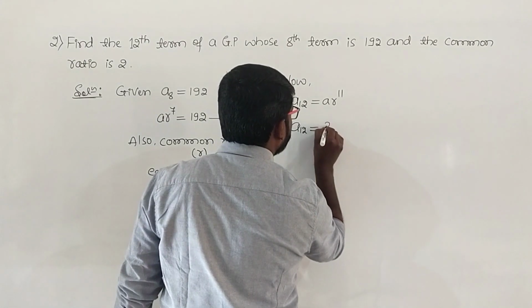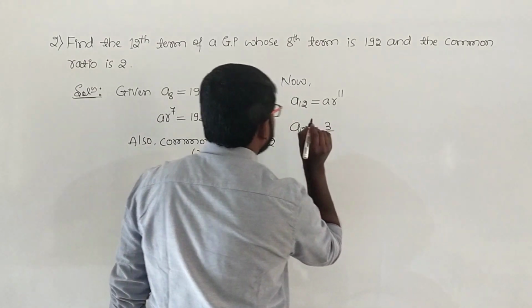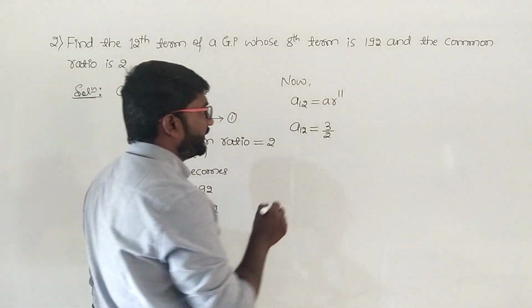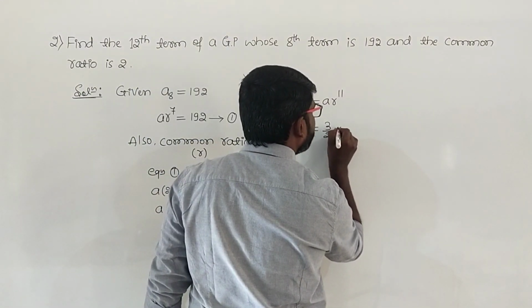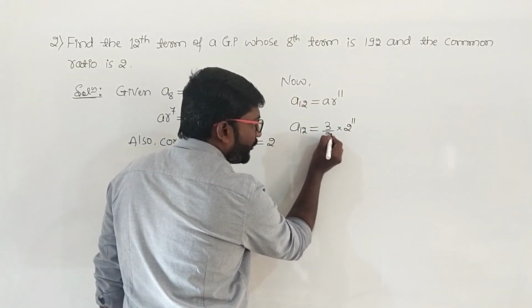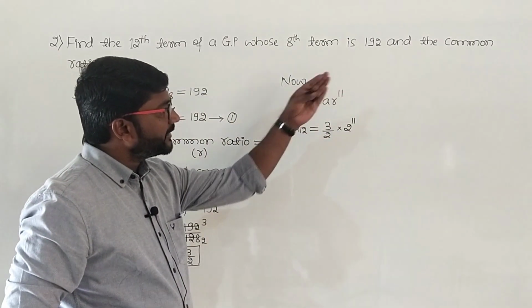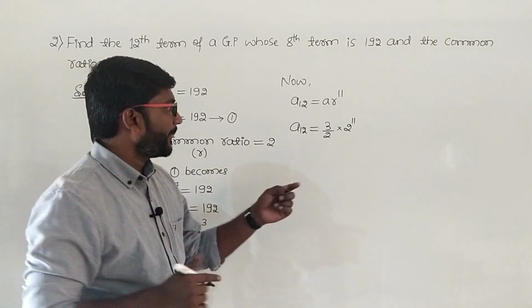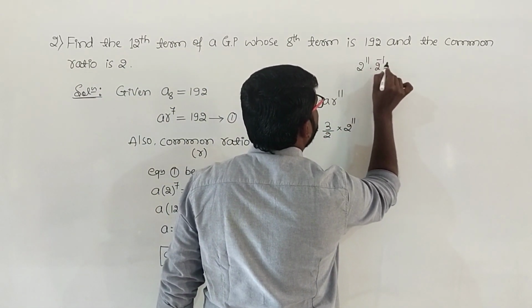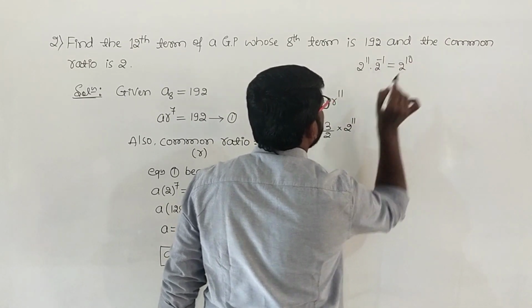A, it is 3 by 2 and then into r raised to 11, that is 2 to the power 11, into 2 raised to 11. So there will be 2 raised to 1 now. Take this to the numerator, it becomes 2 raised to minus 1. So 2 raised to 11 into 2 raised to minus 1 will give us 2 to the power 10.